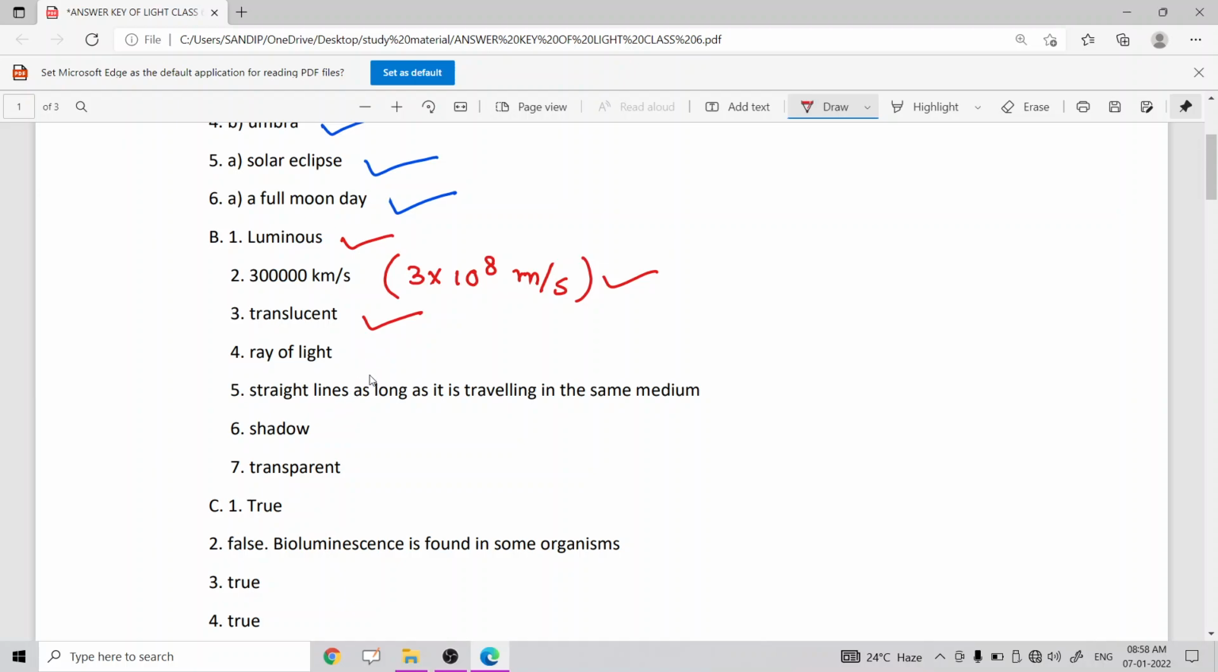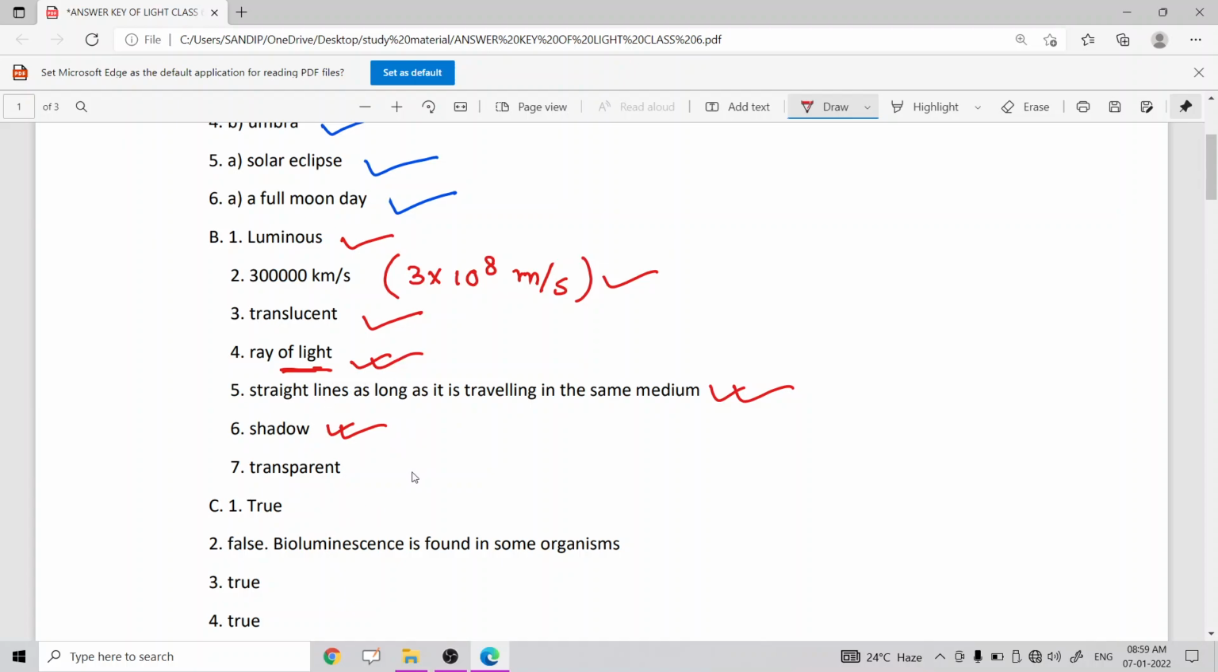Now question number 4, a very fine path of light is called a ray of light. And question number 5, light travels in dash. Light always travels in a straight line as long as it is traveling in the same medium. If the medium is changed, then light bends. Now question number 6, when an opaque object is placed in the path of light, it forms a shadow. So if an opaque object is placed in the path of light, then light gets blocked and we get a shadow.